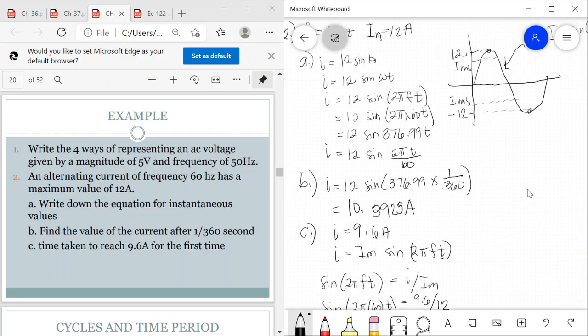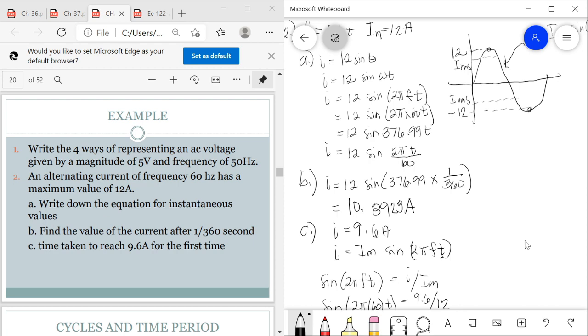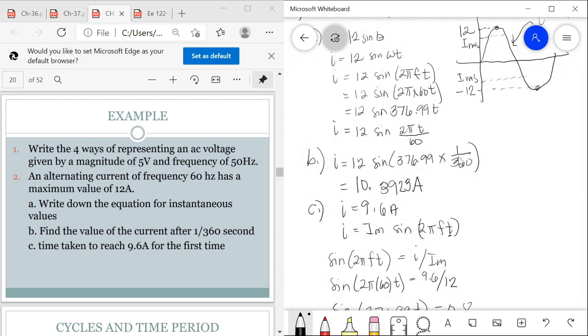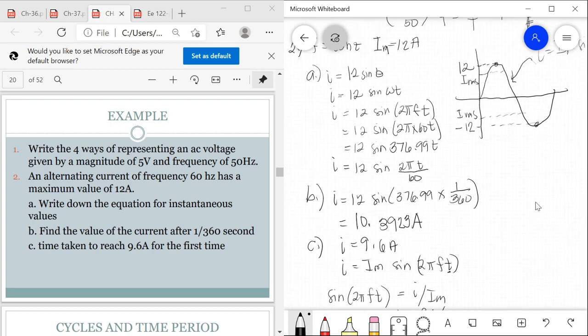Letter B: find the value of the current after 1 over 360 second. So substitute lang natin yung 1 over 360 second dito sa time ng equation natin. Kuha tayo ng isang equation na pwedeng pag-substitutan ng time. So I is equal to 12 sin of 376.99 times 1 over 360. So at this time, 1 over 360, ang instantaneous current niya ay 10.3923 amperes. Tapos, ang time dito ay 1 over 360.